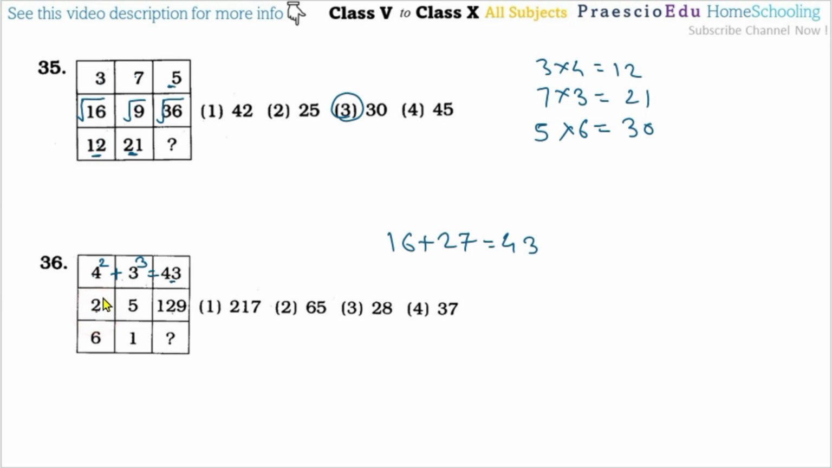So here also, 2 square is 4, plus 5's cube is 125. So after this addition, 129, which is present here. So same, 6 square is 36 plus 1 cube is 1, so that is 37, and 37 can be replaced with the question mark, and 37 is given in option number 4.